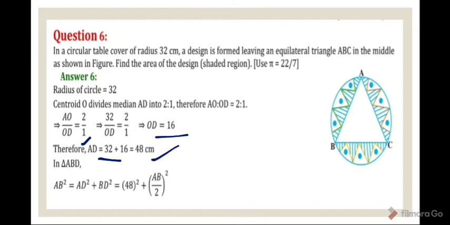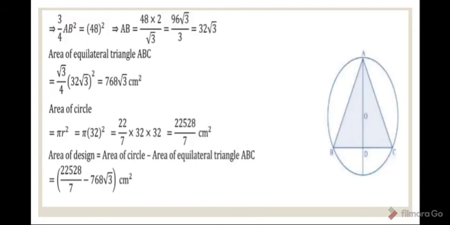In triangle ABD, which is a right-angled triangle, AB square is equal to AD square plus BD square. Just put the values. If you solve it, you will get AB equal to 32 root 3 centimeter. So now you got the value of AB, which means you got the side of the equilateral triangle.